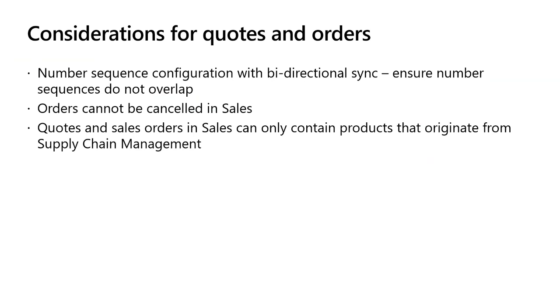I mentioned that orders can't be cancelled in sales. And for quotes and sales orders in sales, they need to contain products that originate from supply chain management. So you couldn't synchronize a product that was created directly in sales. And obviously with this, you've also got the write-in products, so you need to specify a sales category if in sales you choose a write-in product.